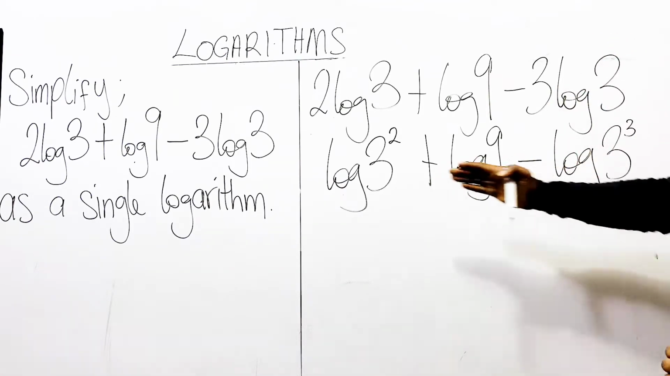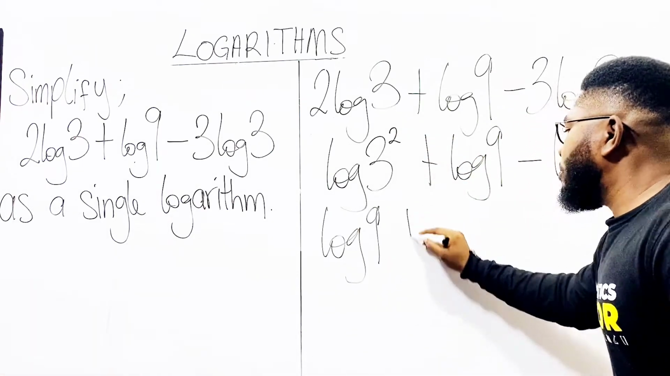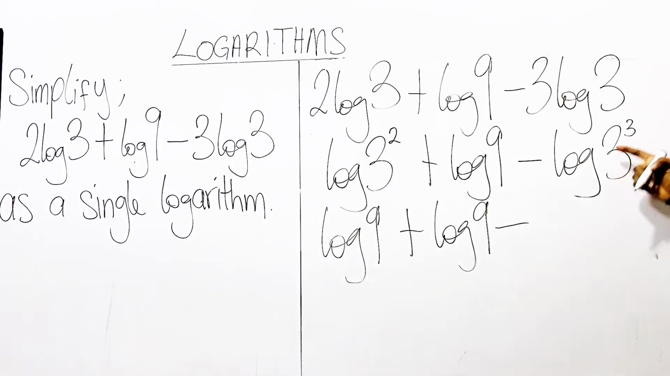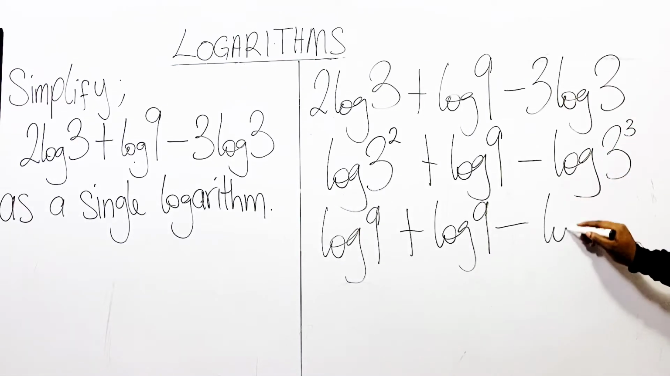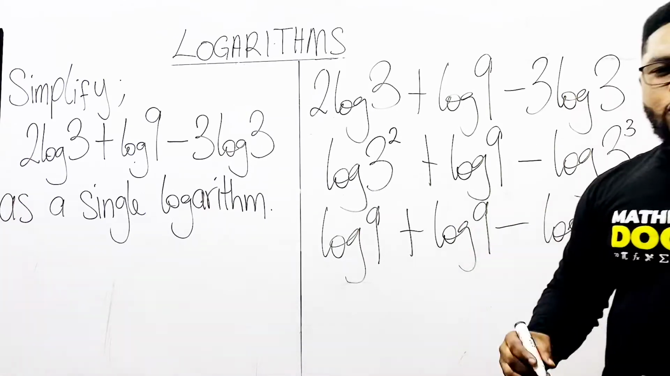Now simplify. 3 raised to the power 2 is 9, so it becomes log 9. Now plus another log 9. Then minus 3 raised to the power 3 is 27, so log 27. Now remember, all the bases are base 10. So let's continue from there.